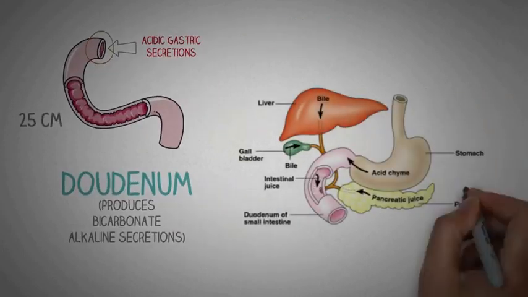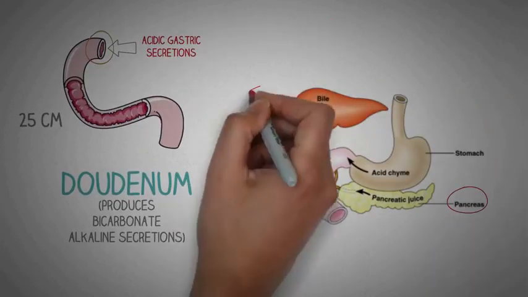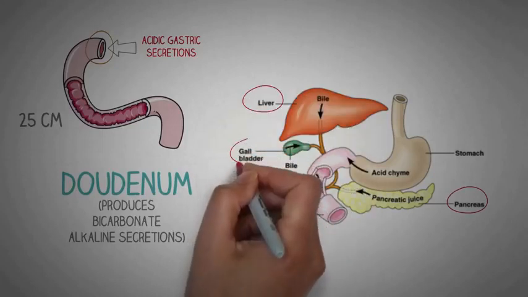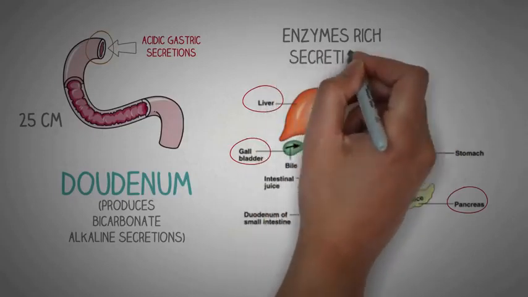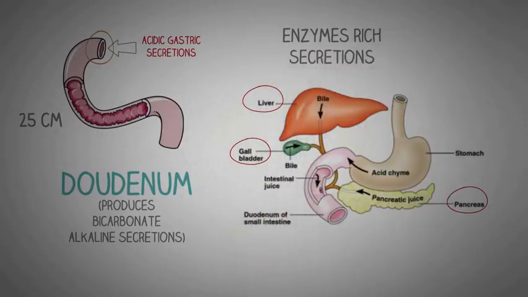So you can see in this diagram, the duodenum receives secretions from the gallbladder, pancreas, and liver. These secretions contain numerous enzymes that digest the food and convert it into simple molecules that are easy to absorb and utilize by the body.